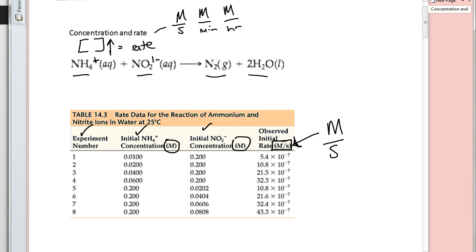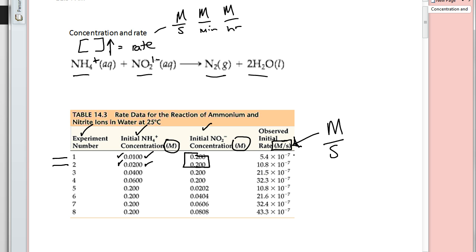Okay, so I want to highlight a couple things that are going on here. First off, I'm going to pick experiment number 1 and experiment number 2. The reason I pick these is because I can see right here that the concentration of the nitrite ion is staying constant. They're not varying it. So all they're testing is the difference in concentration of the ammonium ion and what it does to rate. And as you can see right here where I made check marks, we doubled the concentration of the ammonium ion going from experiment 1 to experiment 2.